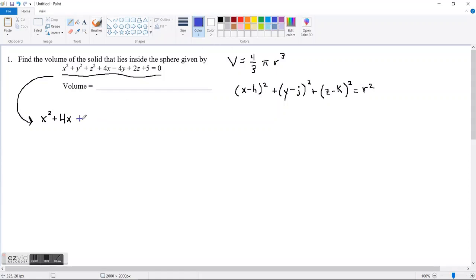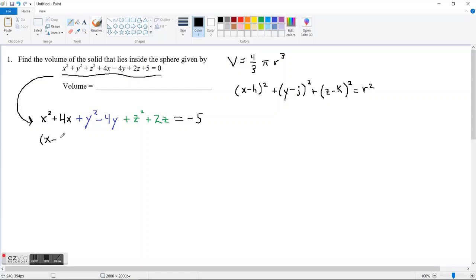We're going to group together the terms of our equation that have y in them, so that's y squared, and then minus 4y. And then we'll group together the terms that have z, which is z squared and 2z. And then we'll move the constant over to the other side of the equation, so we'll subtract 5 from both sides.